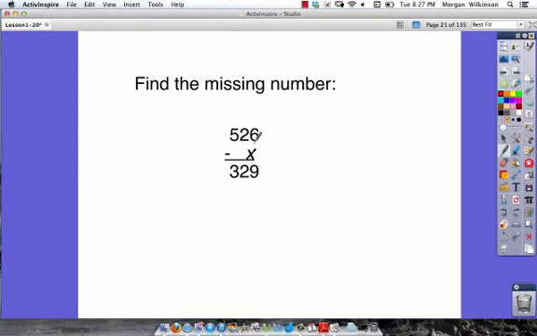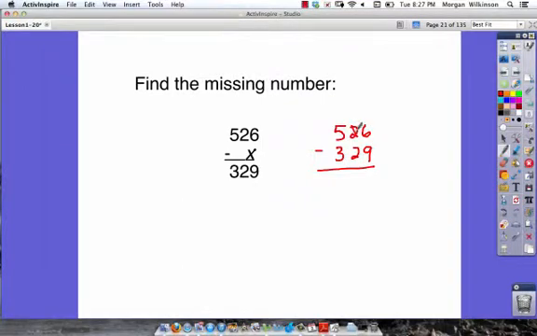So if we're trying to find our subtrahend, it has to be some number between 526 and 329. In order to find out what that number is, since it's between those two, we're going to have to subtract them. So we're not using the inverse operation this time. 526 minus 329, and let's see what we get.